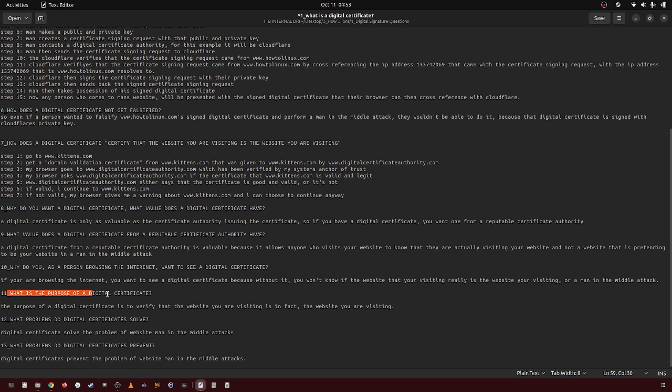What is the purpose of a digital certificate? The purpose of a digital certificate is to verify that the website you are visiting is in fact the website you are visiting. What problems do digital certificates solve? Digital certificates solve the problem of website man-in-the-middle attacks. What problems do digital certificates prevent? Digital certificates prevent the problem of website man-in-the-middle attacks. That's what a digital certificate is. That's what a digital certificate does.